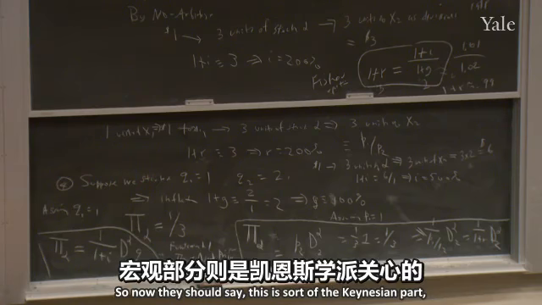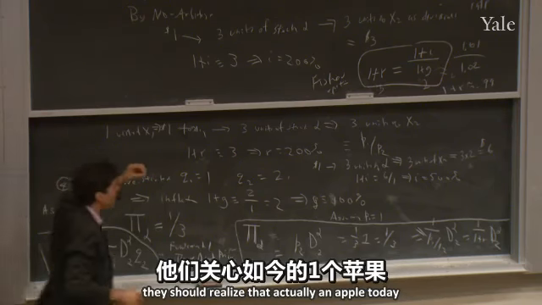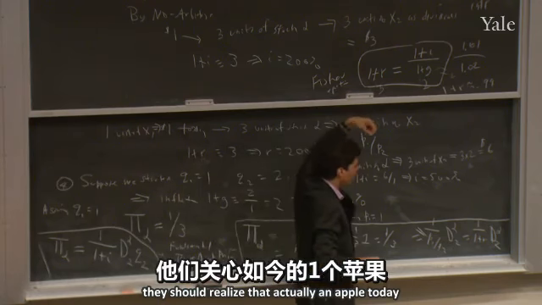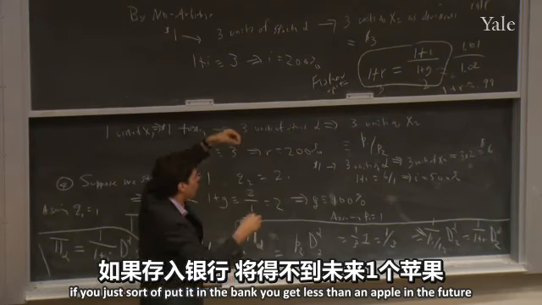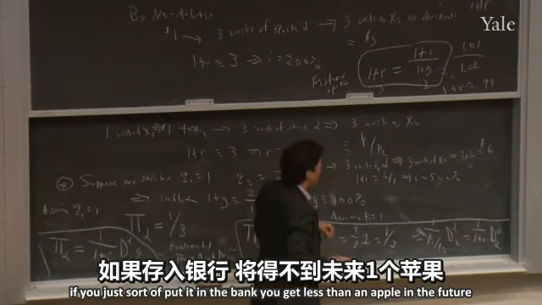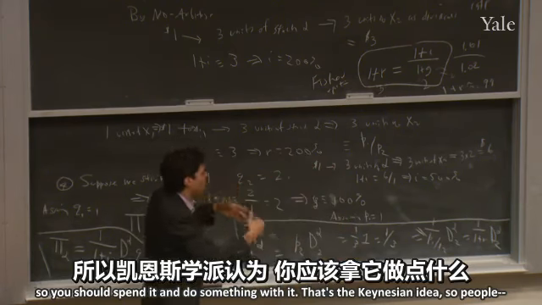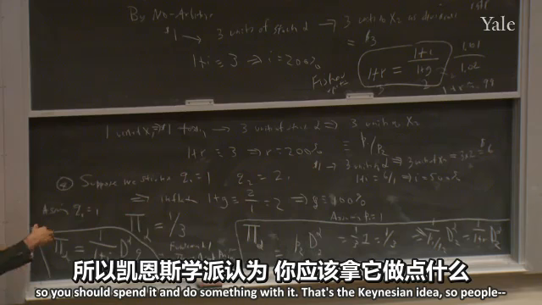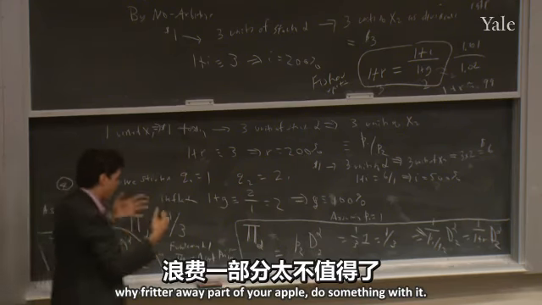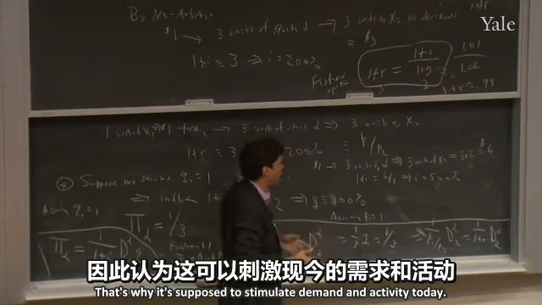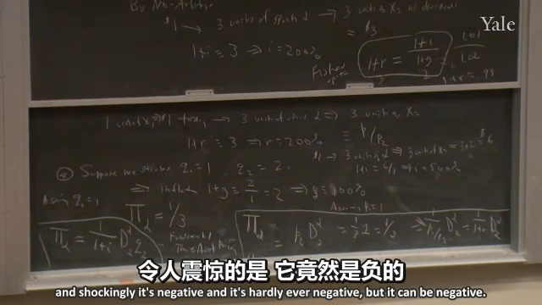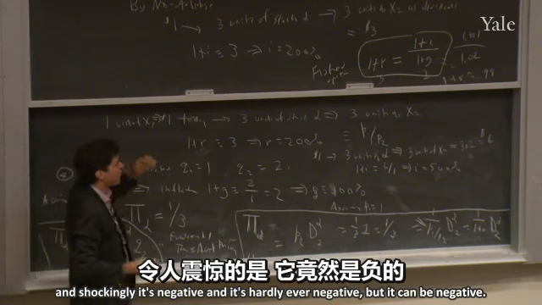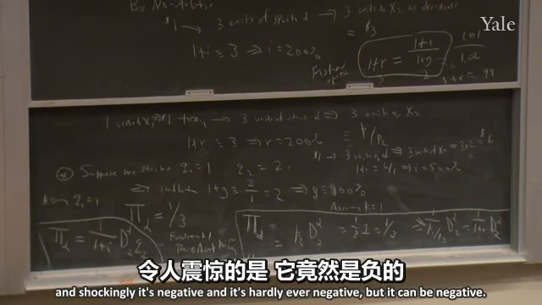Now this is sort of the Keynesian part. People should realize that an apple today, if you just put it in the bank, gets you less than an apple in the future, so you should spend it and do something with it. That's the Keynesian idea: why fritter away part of your apple? Do something with it. That's why it's supposed to stimulate demand and activity today. So that's how you calculate the real rate of interest, and shockingly, it's negative. It's hardly ever negative, but it can be.